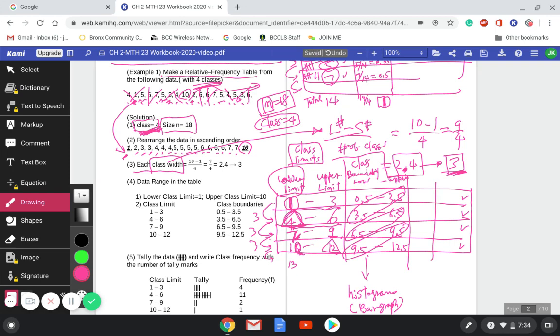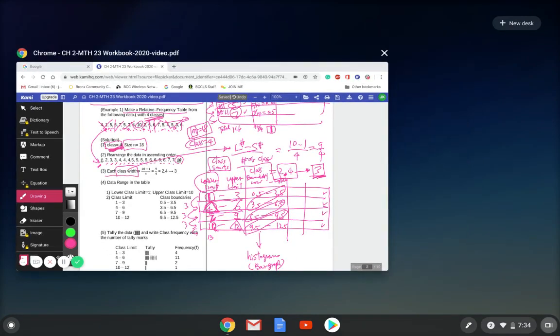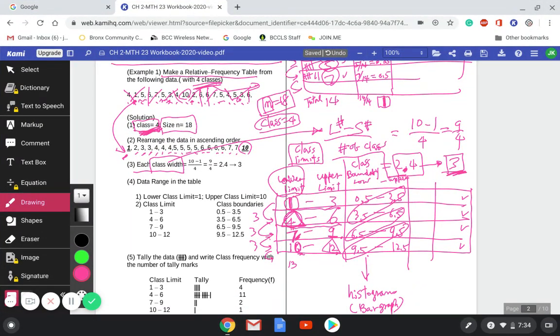Now, the next one is, in this example, they have class limits. No, I'm sorry, the tally. You get frequencies. So how many data belongs to 1 up to 3? So you see, you count it from the data. You have 1, 2, 3, 3. So those 4 data belongs to this class limits. So you write down either 1, 2, 3, 4, or you write down 4 like this. At this particular table, I'm going to just write down the number.